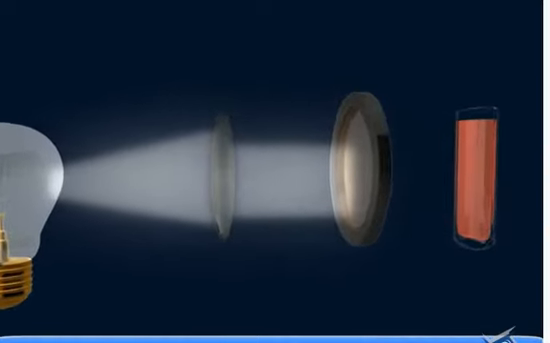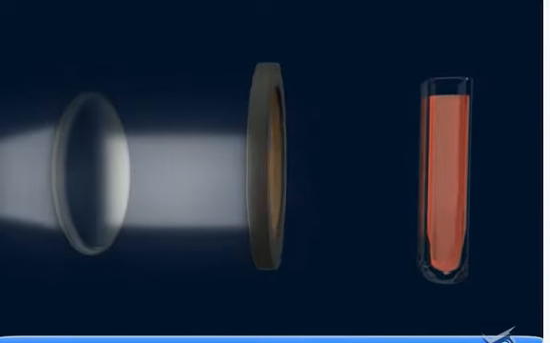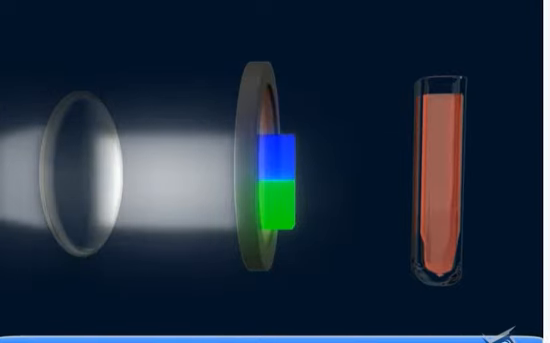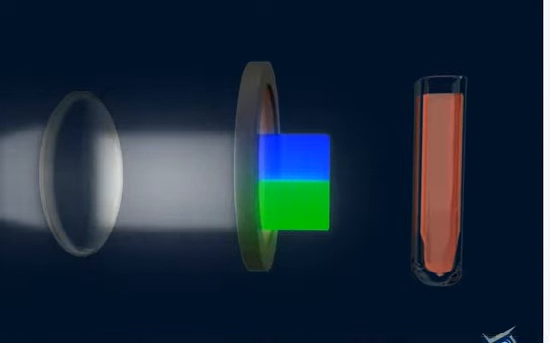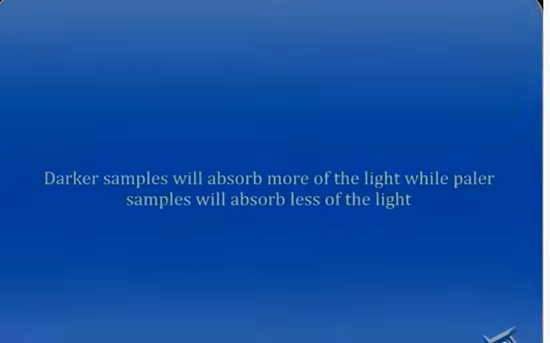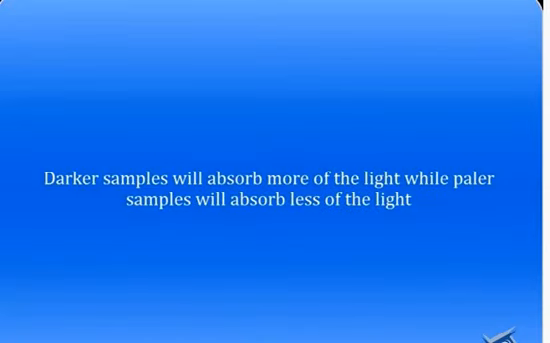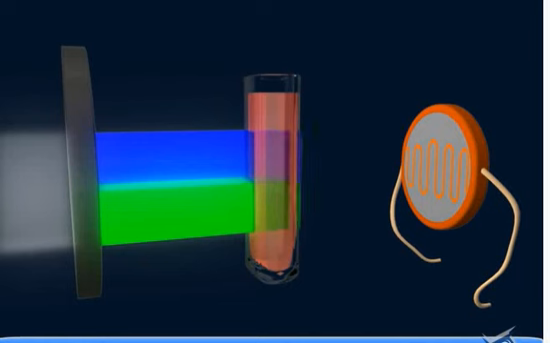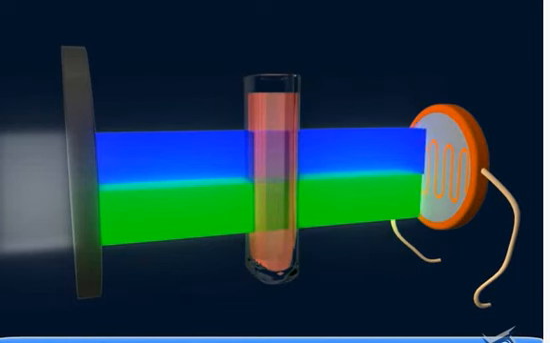When the white light hits the colored filter, some of the light is reflected, while the light colors which would be absorbed by the sample are transmitted through the filter. When the filtered light hits the sample, some of the light is absorbed. Darker samples will absorb more of the light, while paler samples will absorb less of the light. The detector measures the amount of light which is transmitted through the sample.